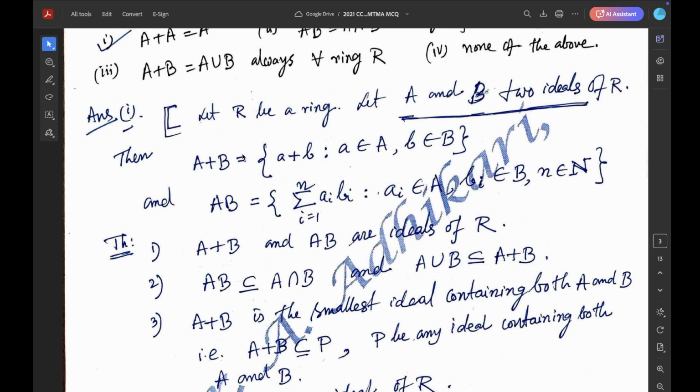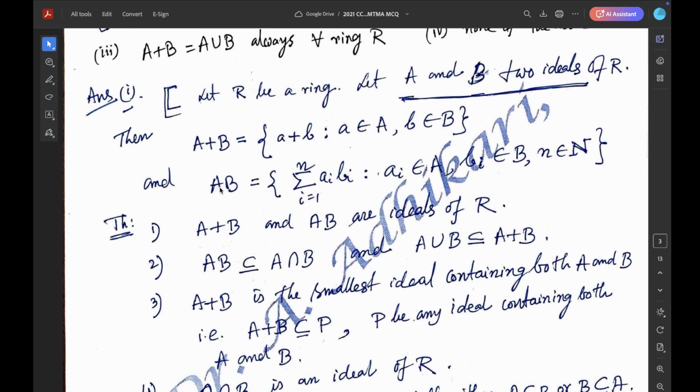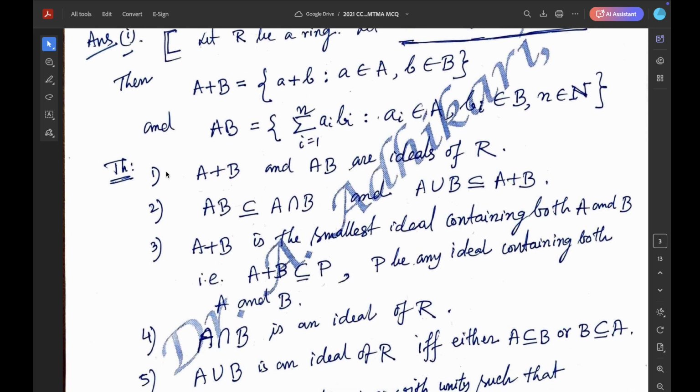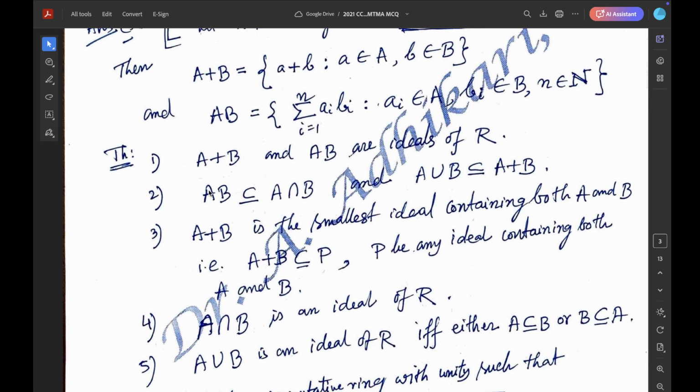Then A plus B is the set of all those a plus b such that small a belongs to capital A and small b belongs to capital B, and this AB is the set of all those elements, the summation i equal to 1 to n of a_i b_i such that a_i belongs to capital A and b_i belongs to capital B, and n belongs to the natural numbers. Then the theorem states that A plus B and AB are ideals of R, and AB is a subset of A intersection B, and A union B is a subset of A plus B.